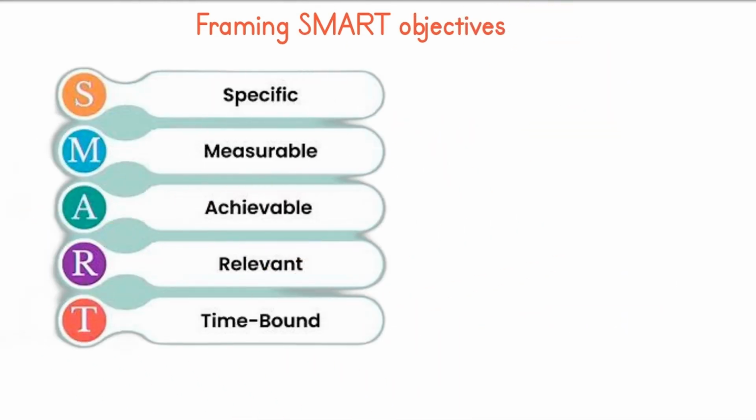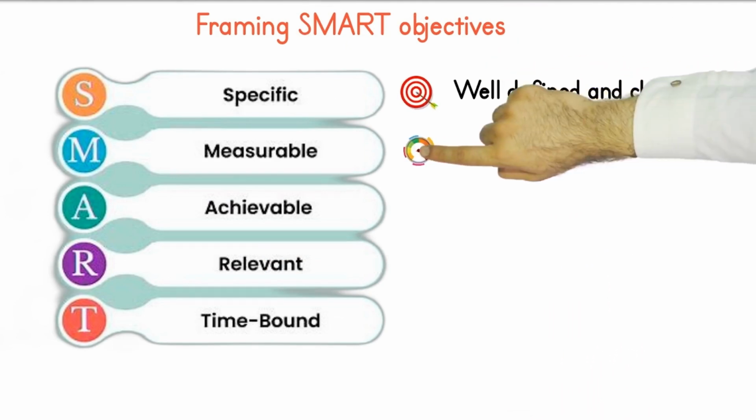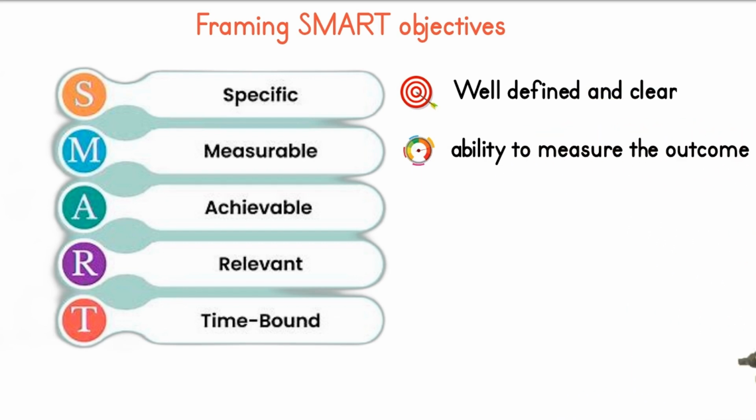S for specific, the objectives should be well defined and clear. M for measurable, the objectives to be framed such as it measures the outcome. A for achievable, the objectives stated should be attainable within the available resources.